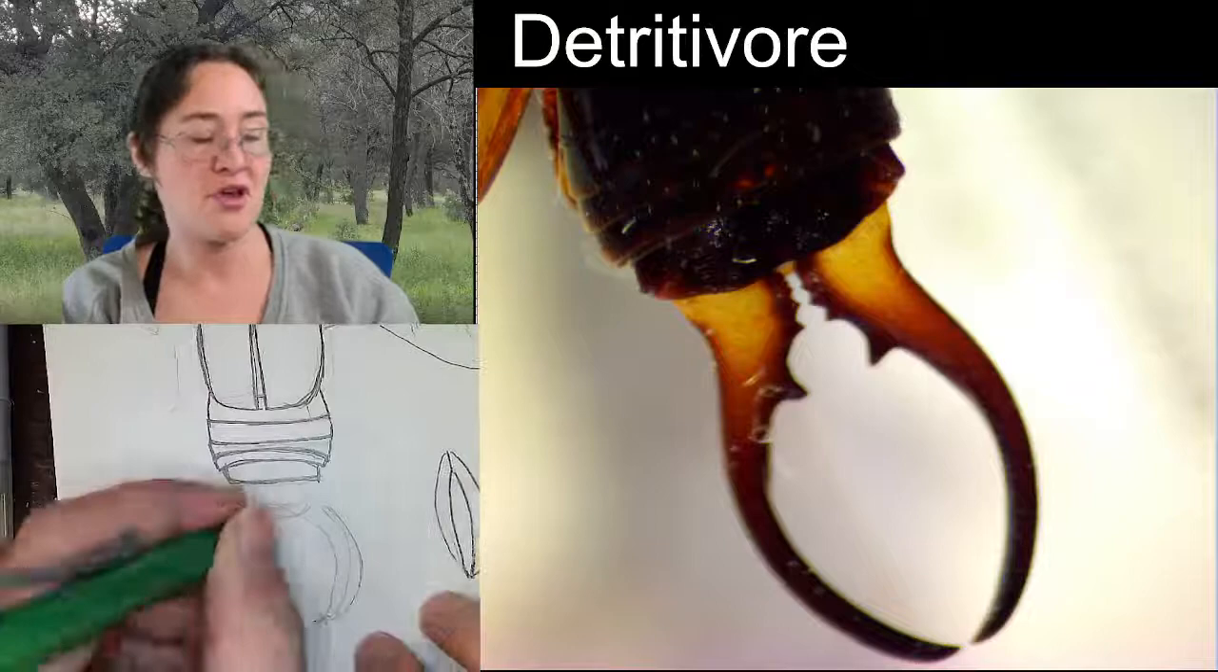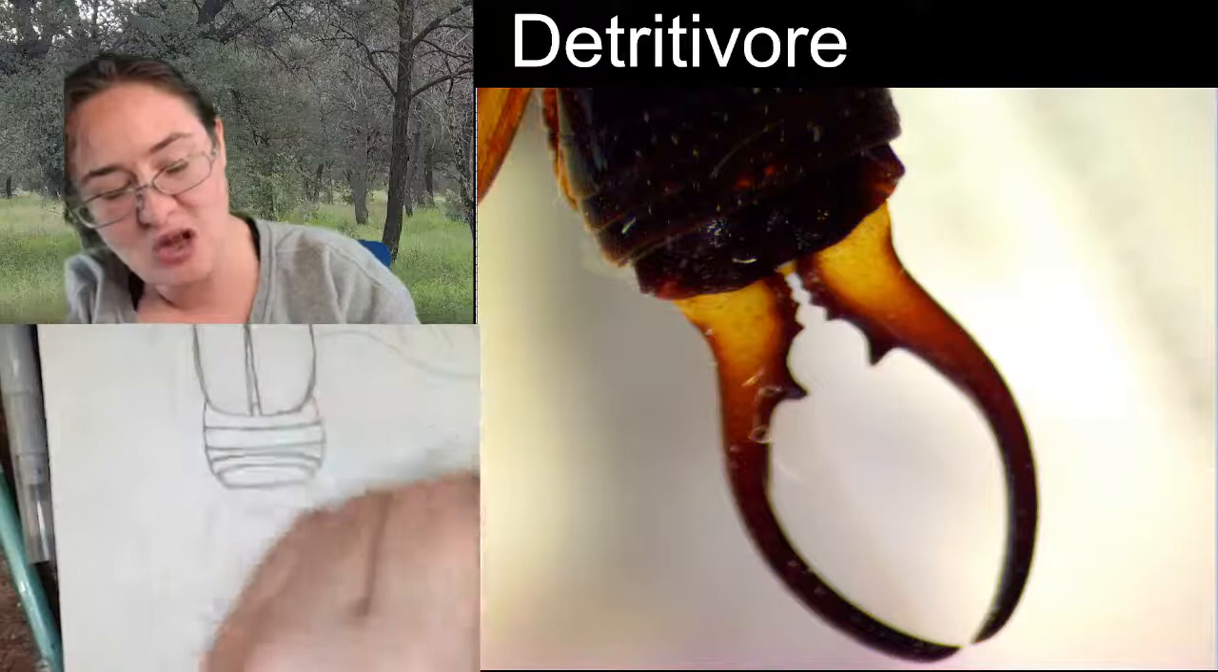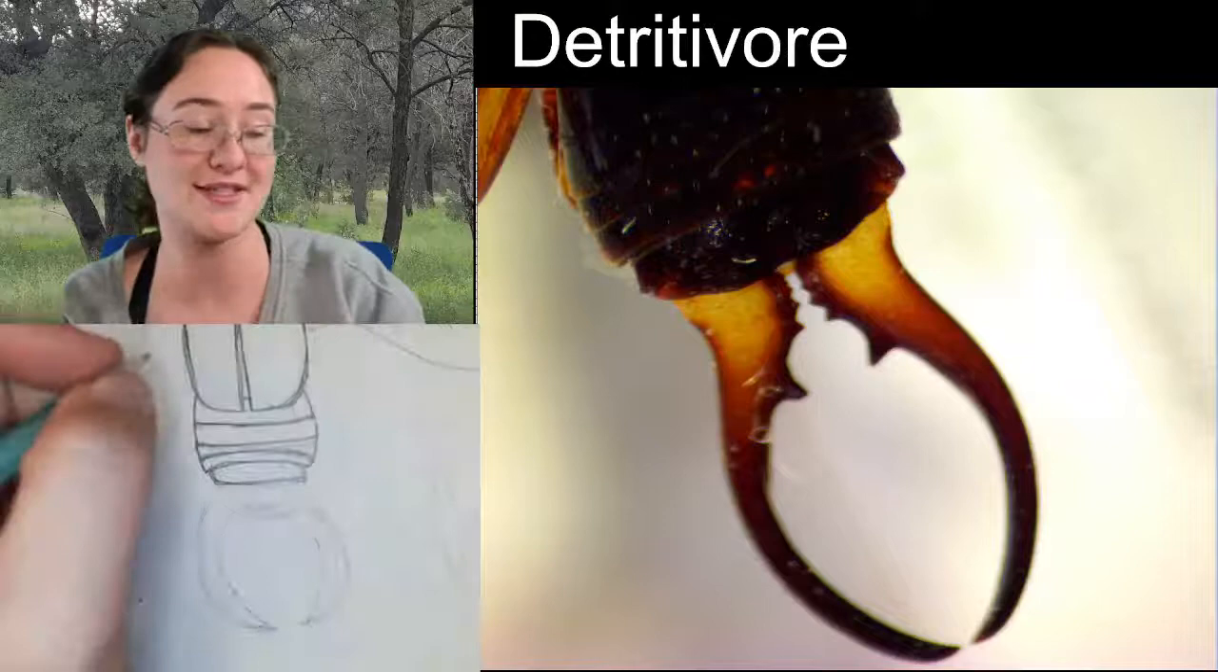Now, both the males and the females can open up their cerci and pinch and use them for their defensive mechanisms and those types of things. Don't let an earwig crawl up your pants.